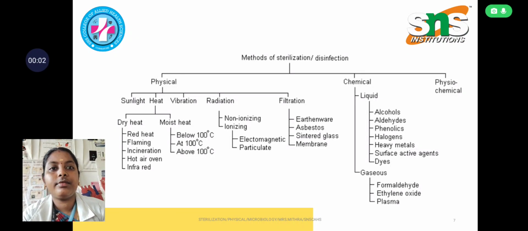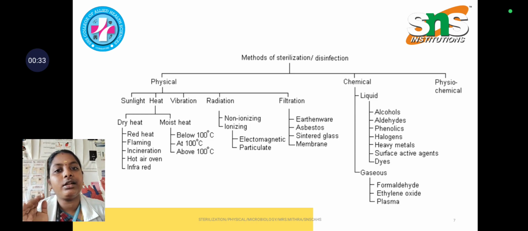In continuation with methods of sterilization, we classify the sterilization methods as physical, chemical or physiochemical sterilization. Coming to physical sterilization, it can be divided into 5 major types: sunlight, heat, vibration, radiation and, most importantly, filtration. Heat is classified into two types, dry heat and moist heat.